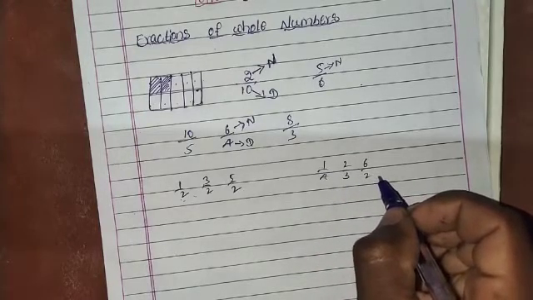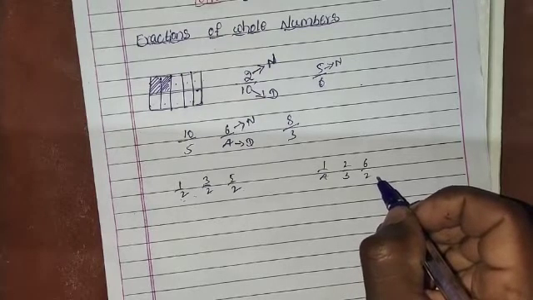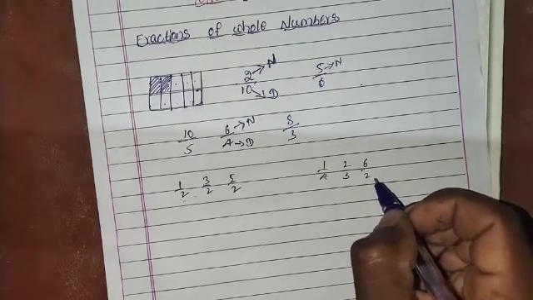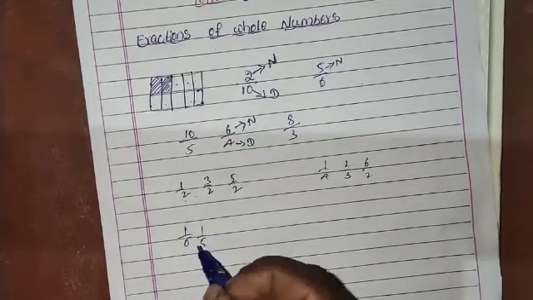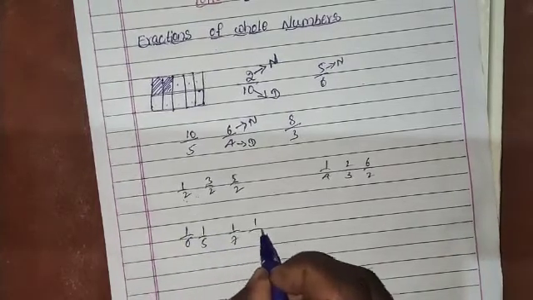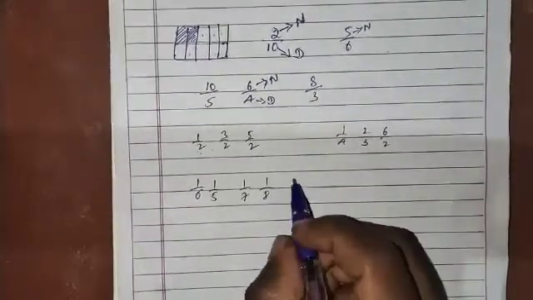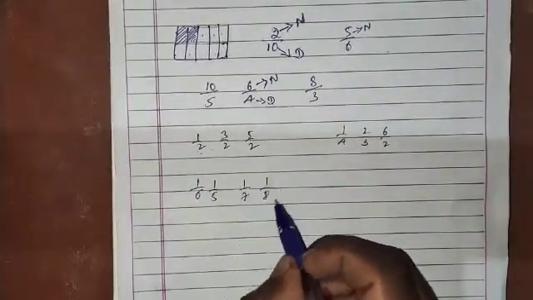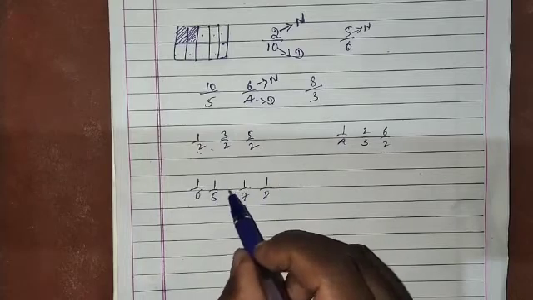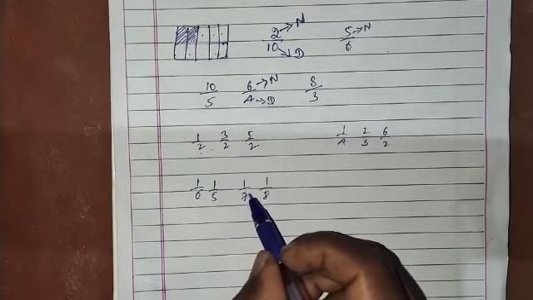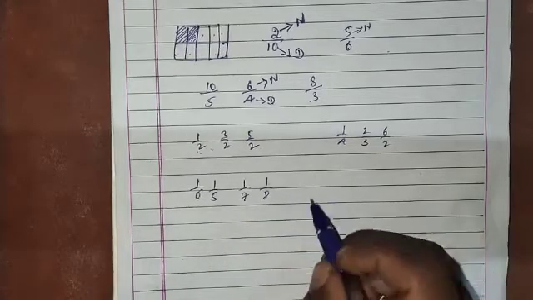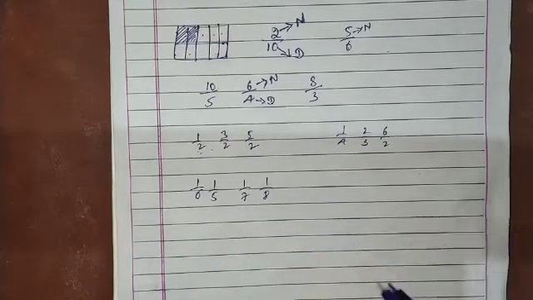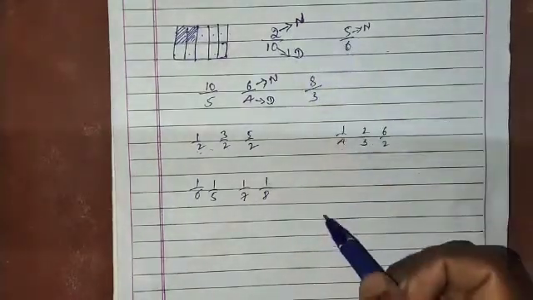And unit fraction. Unit fraction means a fraction with a numerator of 1. For example, 1 by 6, 1 by 5, 1 by 7, 1 by 8. These are called unit fractions because all the fractions have 1 as the numerator. These are all the types of fractions we discussed in the previous class, the meaning of fraction and types of fractions.